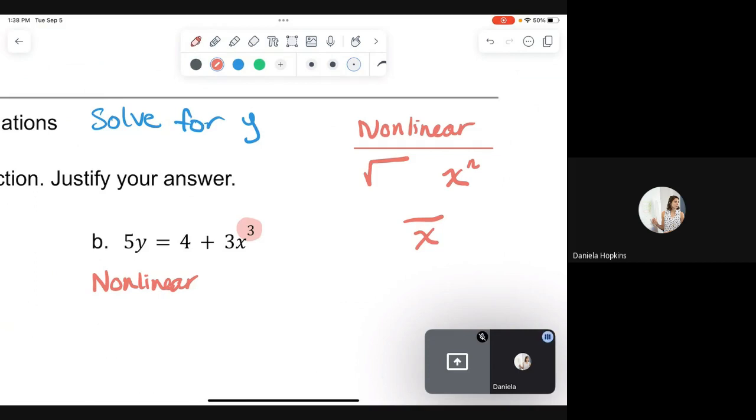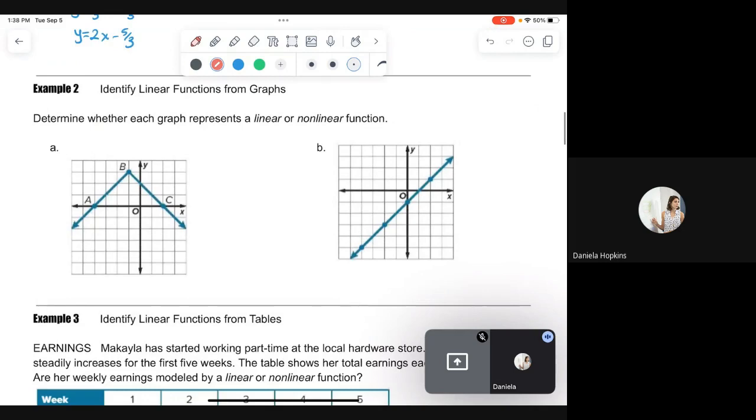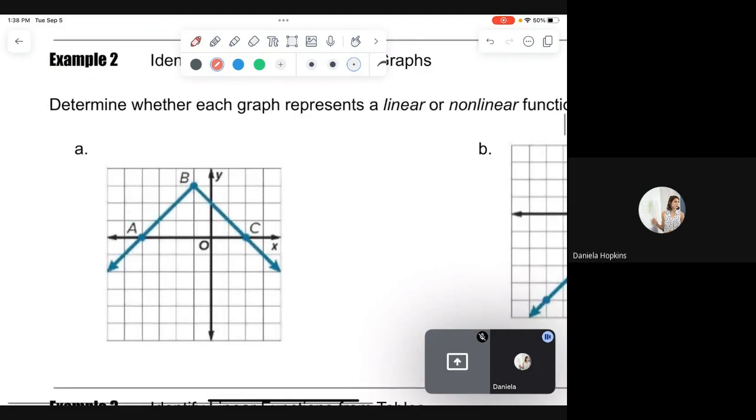So how do we feel about identifying a linear versus a nonlinear function from just an equation? Can we do this? Okay. Then let's look at example 2. This should be even quicker. This is from a graph. Part A. Do you think this is linear or nonlinear?